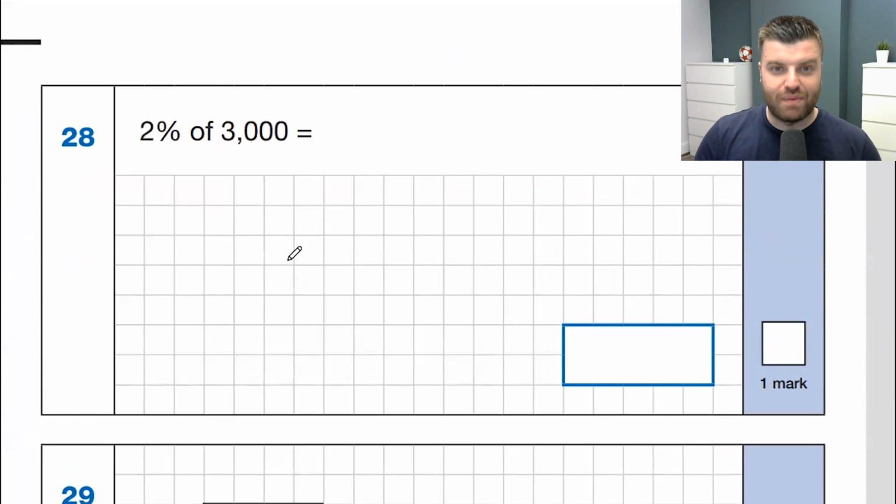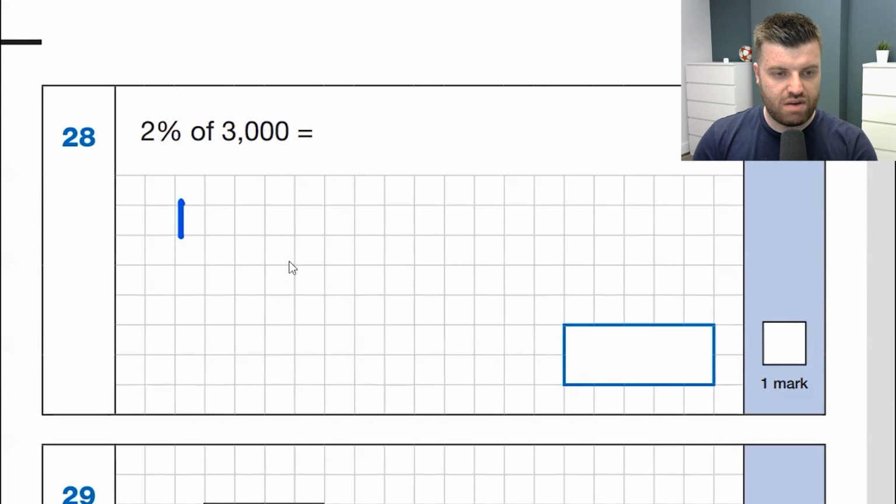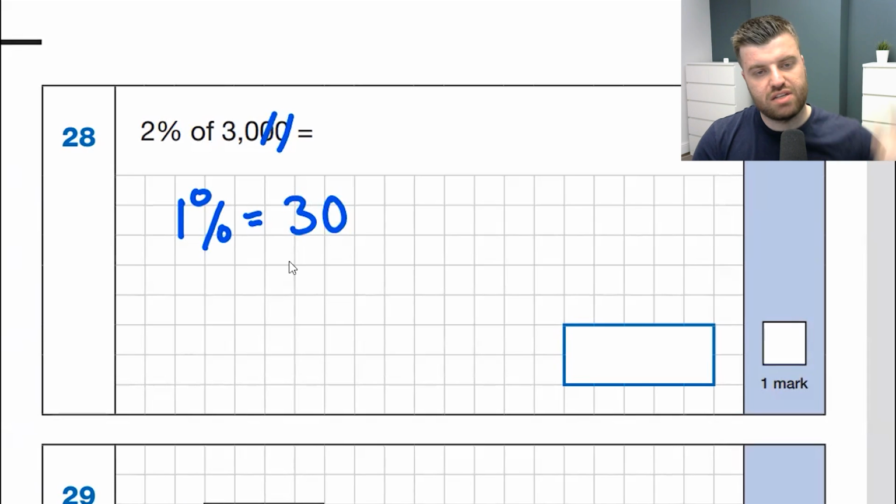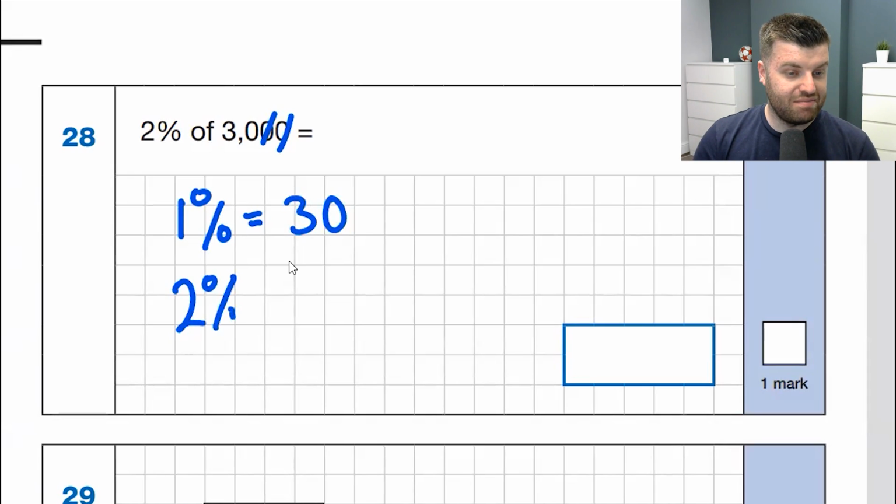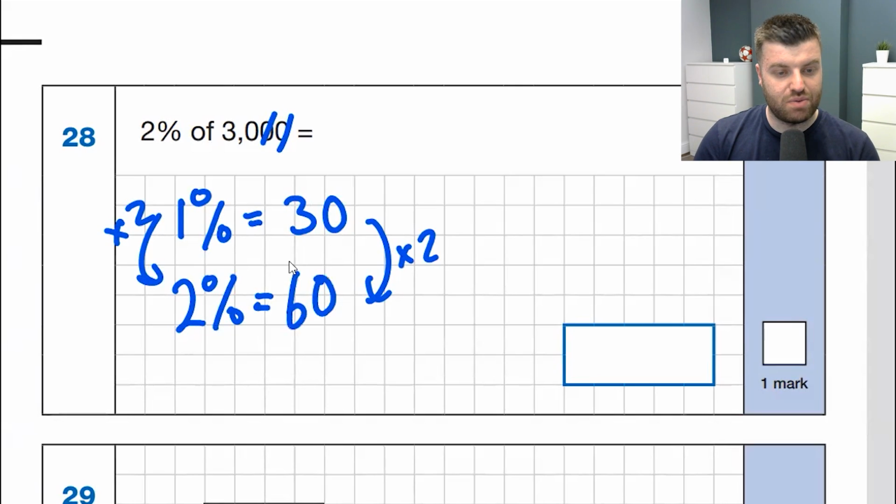Another percentage. Wow, easy peasy. So 2% of a value. Well, 1% is going to be the quantity divided by 100. So in this case, it's going to be 30. Because we know that we can shift our digits past the decimal and get 30, which means 2%, we're going to make that link. That's double 1%. So let's double our answer here, and we know 2% is equal to 60. That's our answer, and we move on super quick.